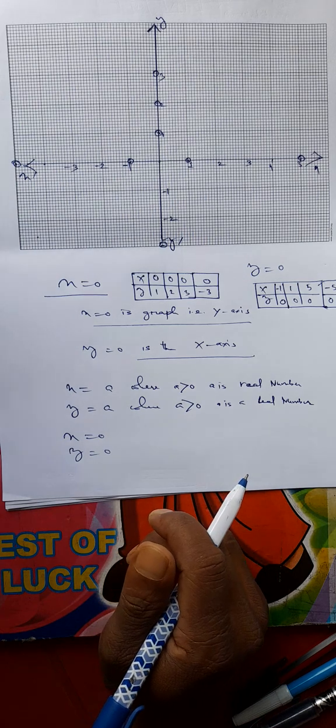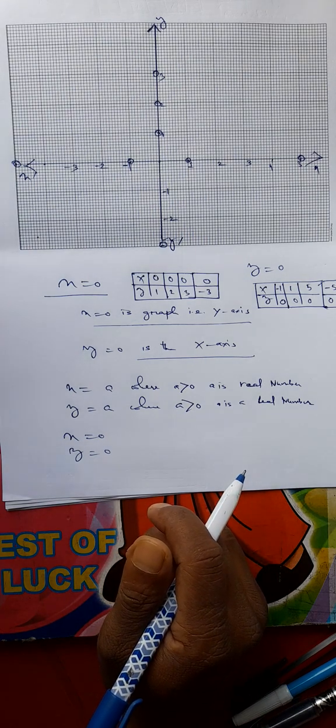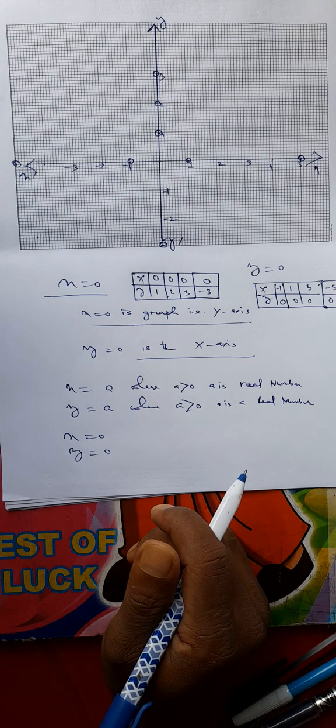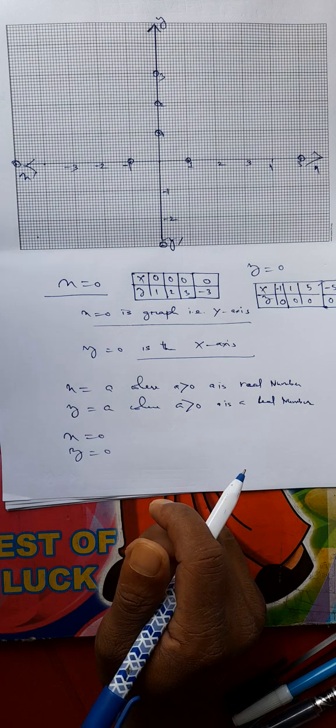This is how we can draw the graphs of linear equations. We conclude that the graph of a linear equation is always a straight line. That is why we call it a linear equation.